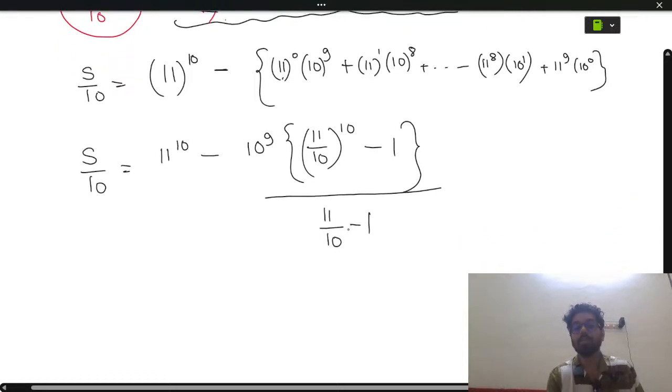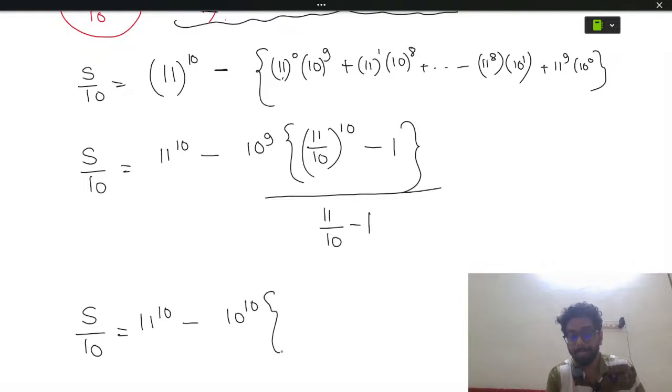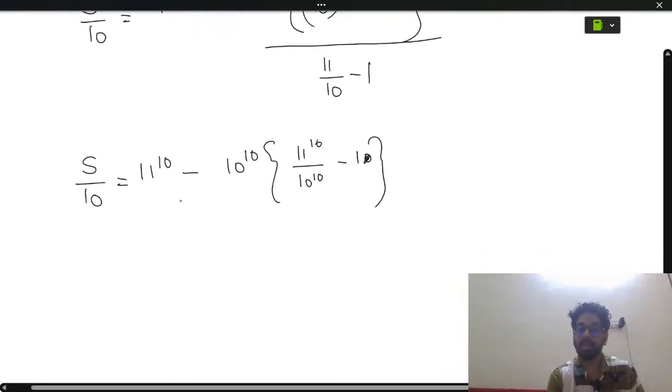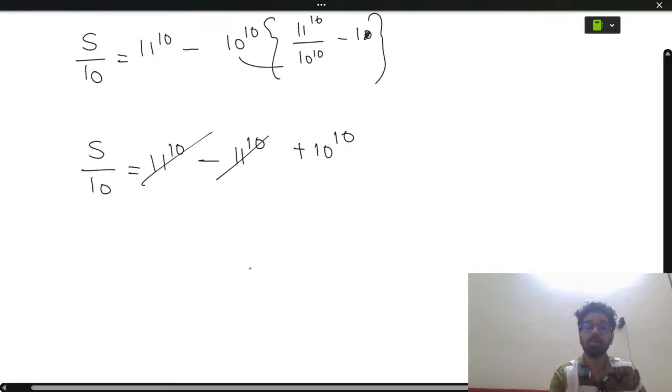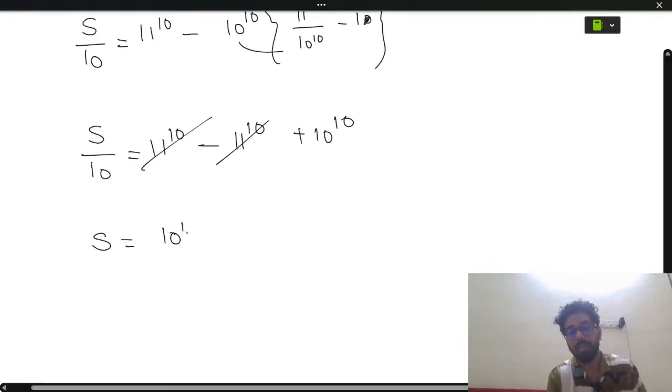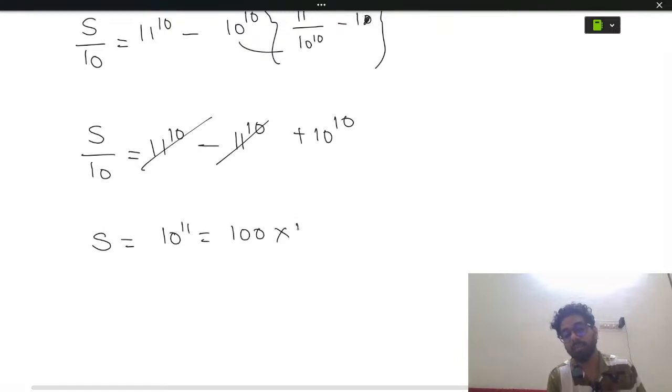Okay, so this becomes 1 by 10, which will go up. So you will have S by 10 is equal to 11 power 10 minus 10 power 10 into 11 power 10 upon 10 power 10 minus 1. This is what we are having. Multiply inside, you will have S by 10 is equal to 11 power 10 minus, when we multiply this term with this, we will have 11 power 10 minus 10 power 10 into this plus 10 power 10. These two terms will get cancelled out. Then your S will be equal to 10 power 11, which is 100 into 10 power 9.